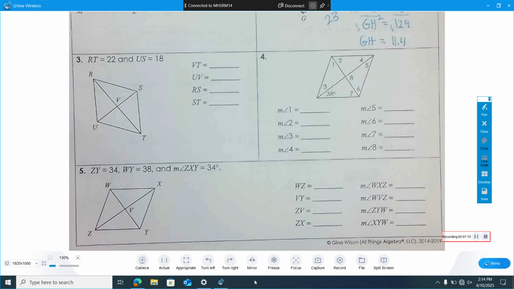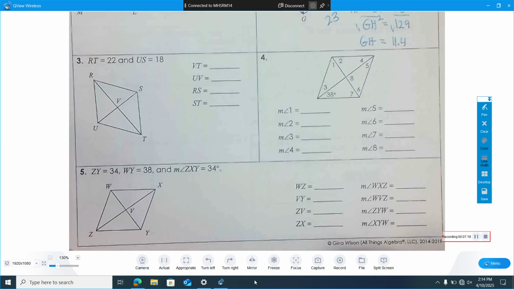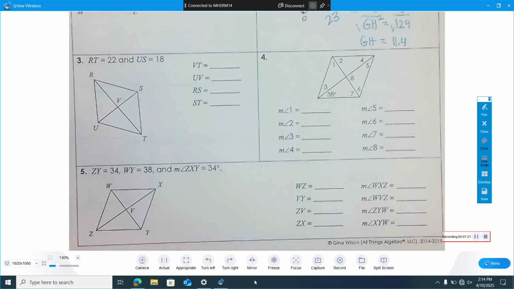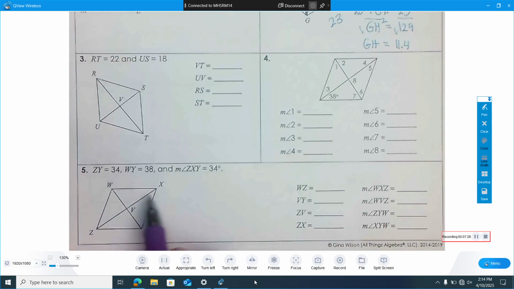All right, number 5. You are way too interested in your computer. Close your screen. Games. Yeah, that's educational.